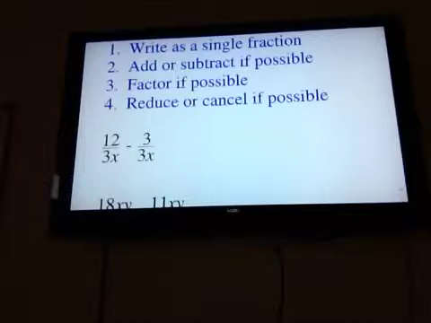So steps 2, 3, and 4 don't always happen. Sometimes you get all 3, sometimes 2 or 3, sometimes 1 or 3. They don't always happen, but you need to think through those 3 steps.